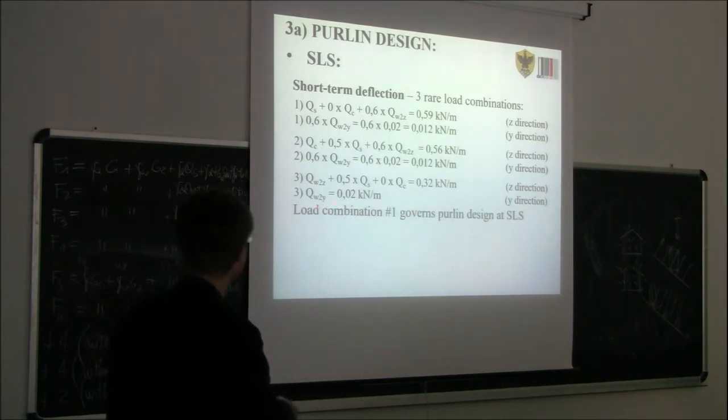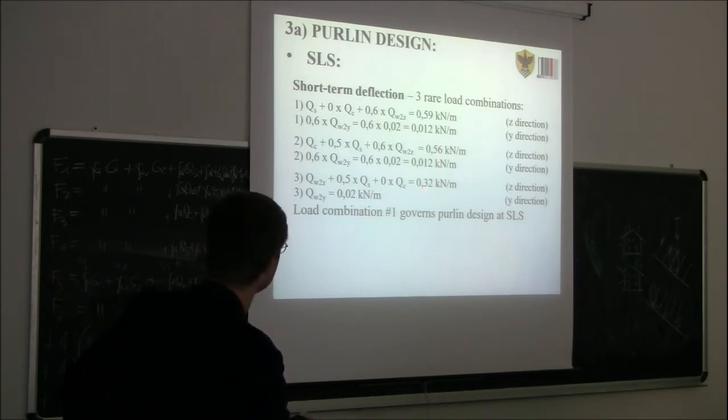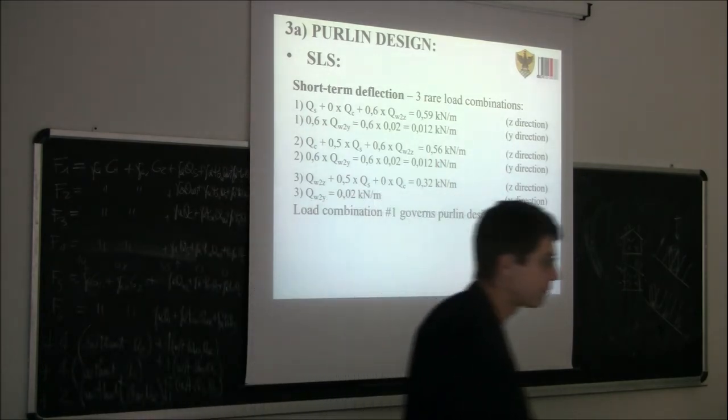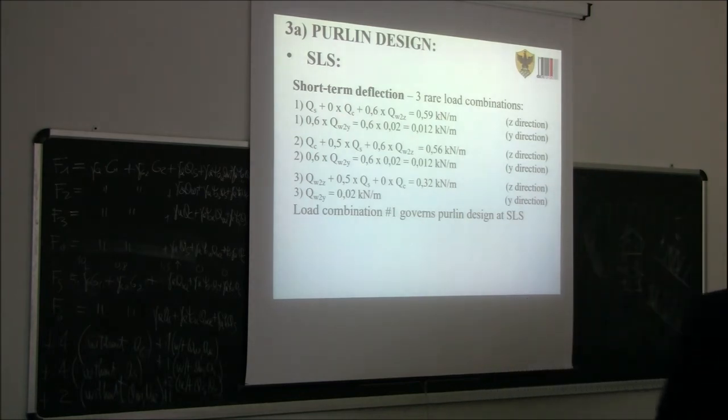As you can see, load combination 1, this one, governs the design as a disability step, because here we take the maximum one. The maximum one is the one with snow as a basic variable and wind and maintenance as combination values.